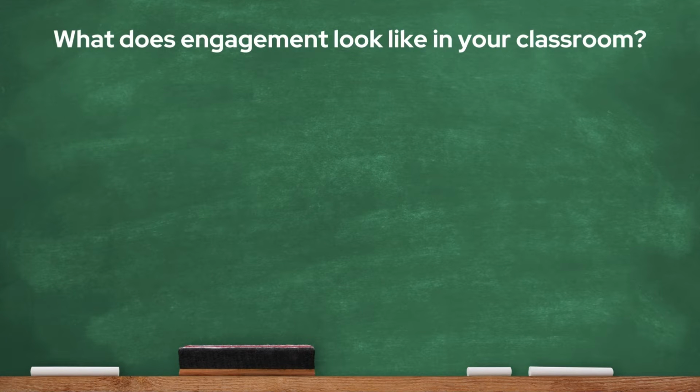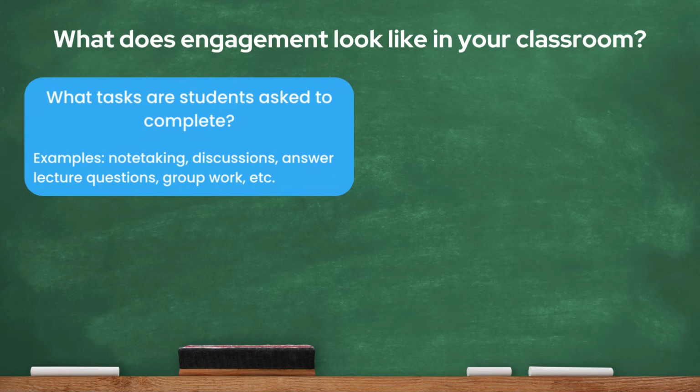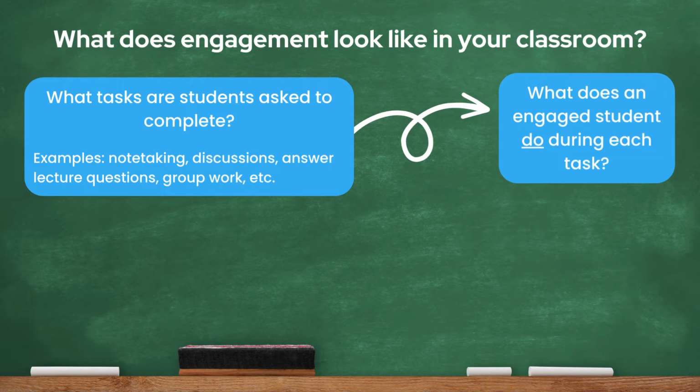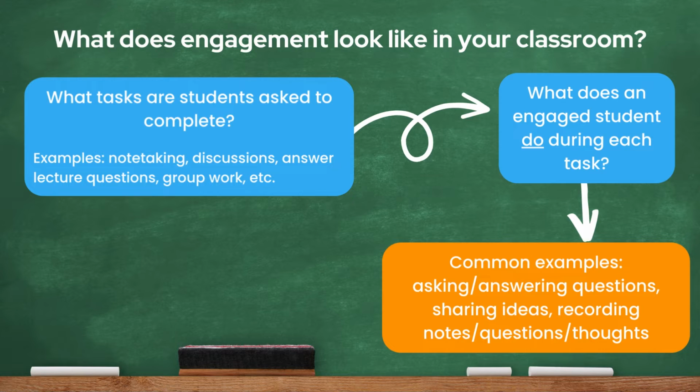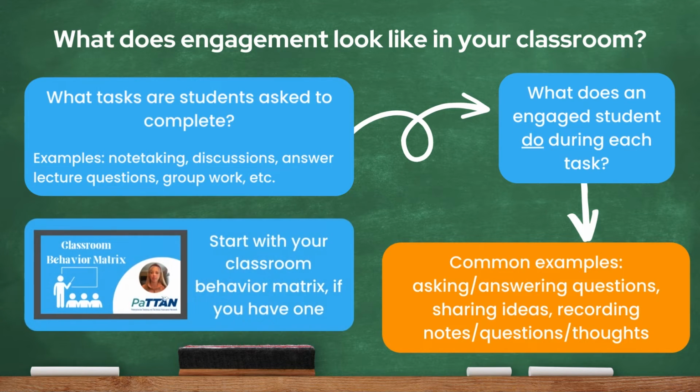First, consider, what does engagement look like in your classroom? What tasks do you regularly ask students to complete? Examples include note-taking, discussions, answering lecture questions, group work, independent work, etc. For each task, what does an engaged student do that you can see during each task? Common examples include asking or answering questions, sharing ideas, or recording notes, questions, or thoughts. If you have a classroom behavior matrix, this is a great place to start.